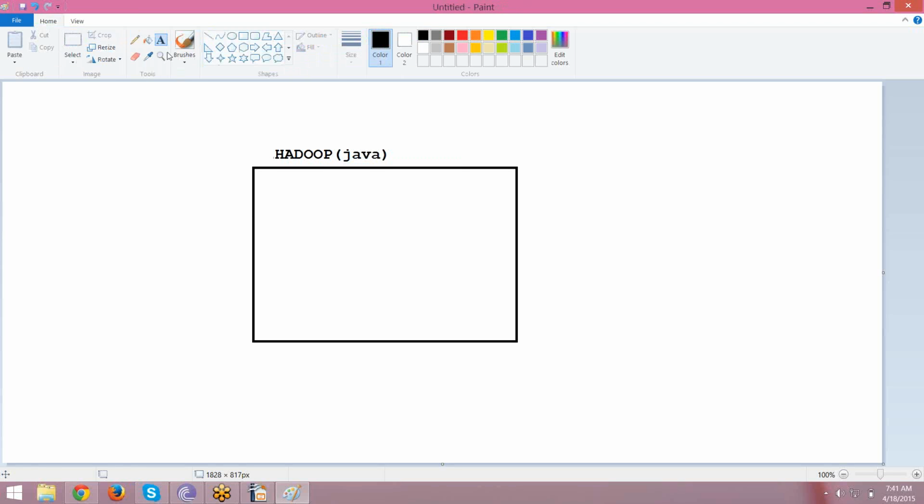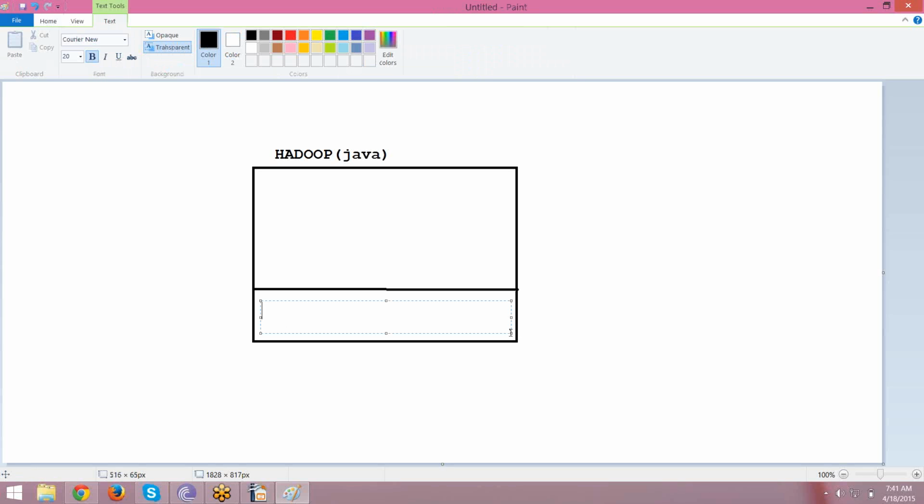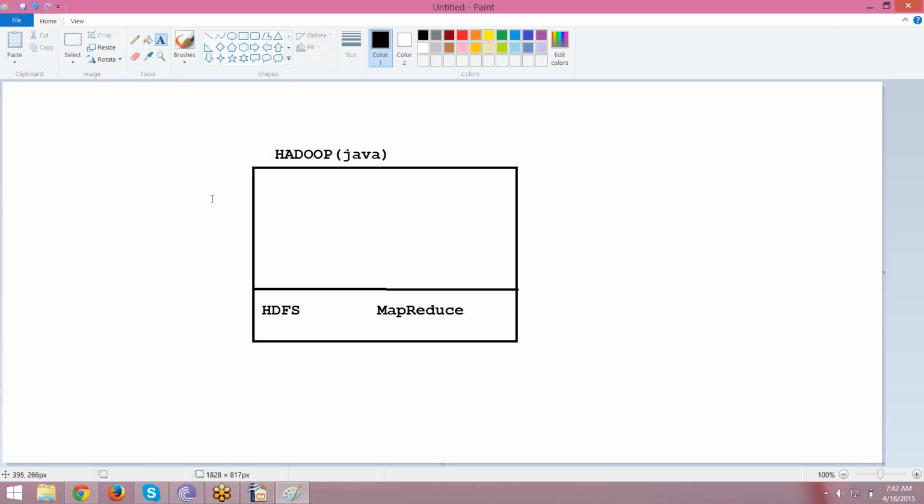So in the Hadoop framework, there are two more components. You can say two more frameworks or two more components. The components are called HDFS and MapReduce. These are the two important concepts.